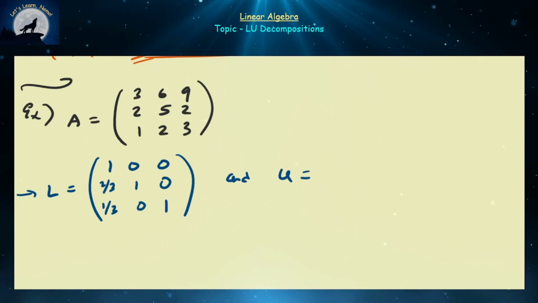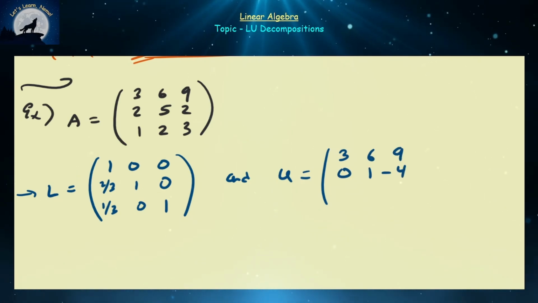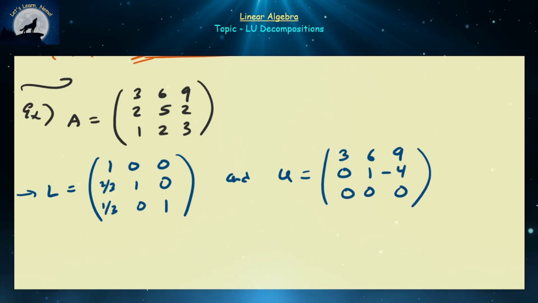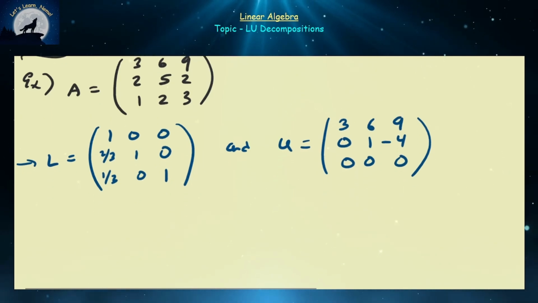And U will come out to, so take a guess of what that first row will be. It will come out to 3, 6, and 9, 0, 1, minus 4, and then 0, 0, and 0. Right? So it appears that U does not have full rank. It has a full row of zeros. Okay, so if this is true, then what is the determinant of A?